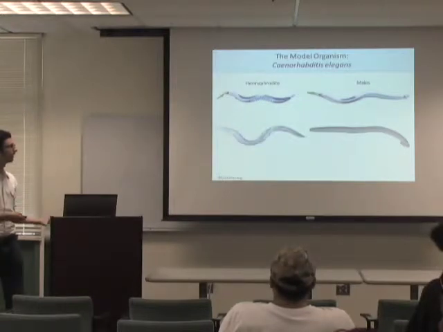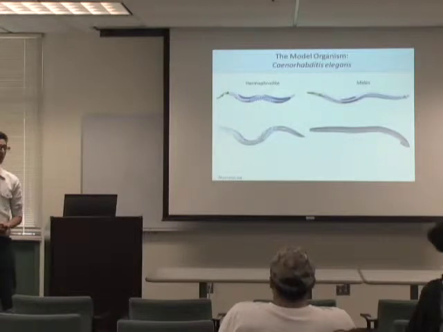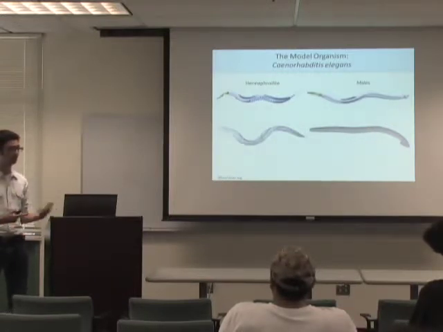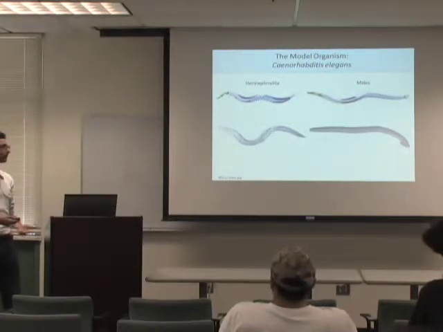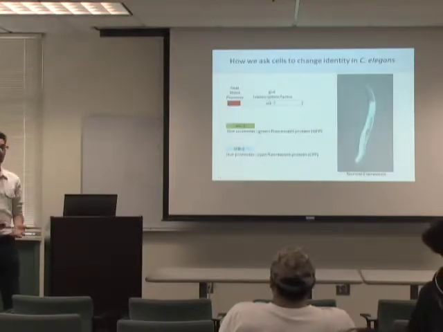The reason why we can use C. elegans as a model organism is because in C. elegans we can actually tell specific cells to transdifferentiate, unlike other animals. For example, we can't do this in mice, or in a regular cell culture, but we can do it in C. elegans using this process of heat shocking the worms.